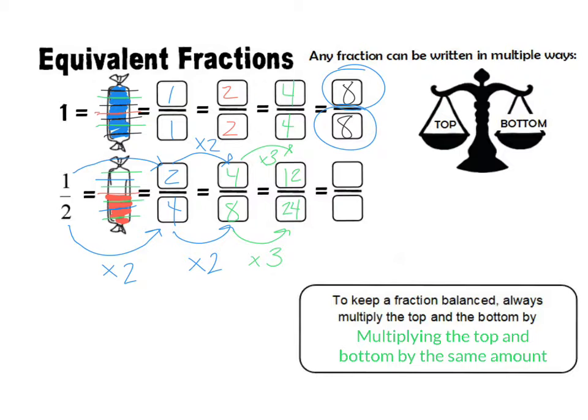Let's say that I divide the top and the bottom here by 6. 24 divided by 6 is 4. 12 divided by 6 is 2, 2/4. All of these fractions are the same amount. So just remember, multiplying the top and the bottom by the same amount will give you an equivalent fraction, in the same way that dividing the top and the bottom by the same amount gives you equivalent fractions.